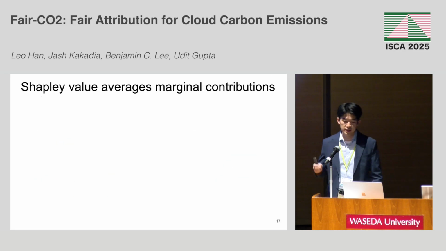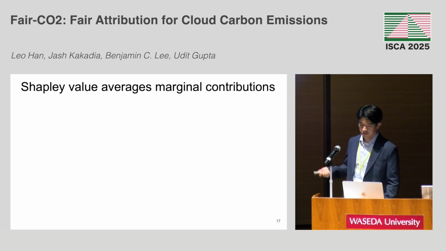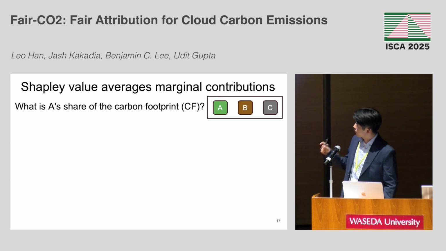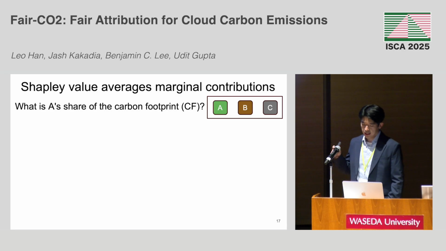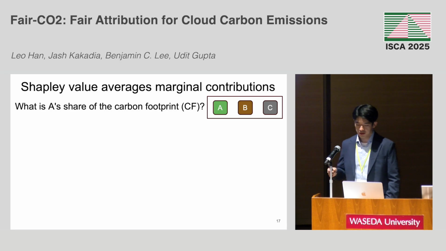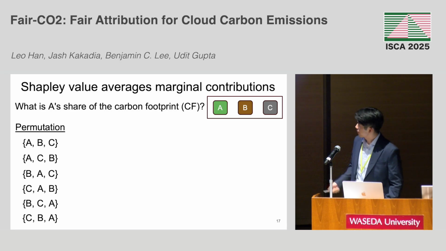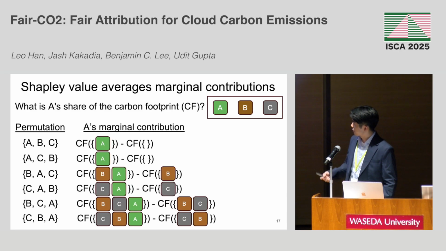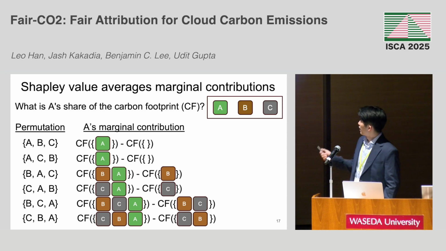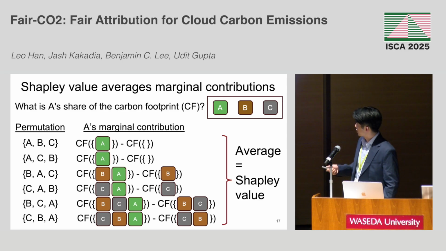To see how the Shapley value is done, let's take a look at an example where we have 3 workloads, A, B, and C. We want to find what is A's share of the total carbon footprint of these 3 workloads. The Shapley value looks at A's marginal contribution to the carbon footprint across all the workload permutations, and there are 6 permutations of these workloads. For each permutation, A's marginal contribution is equal to the marginal change in carbon footprint when A is added in the order of the permutation. And then we can average across all these marginal contributions to get the Shapley value, which is A's fair share of carbon footprint.